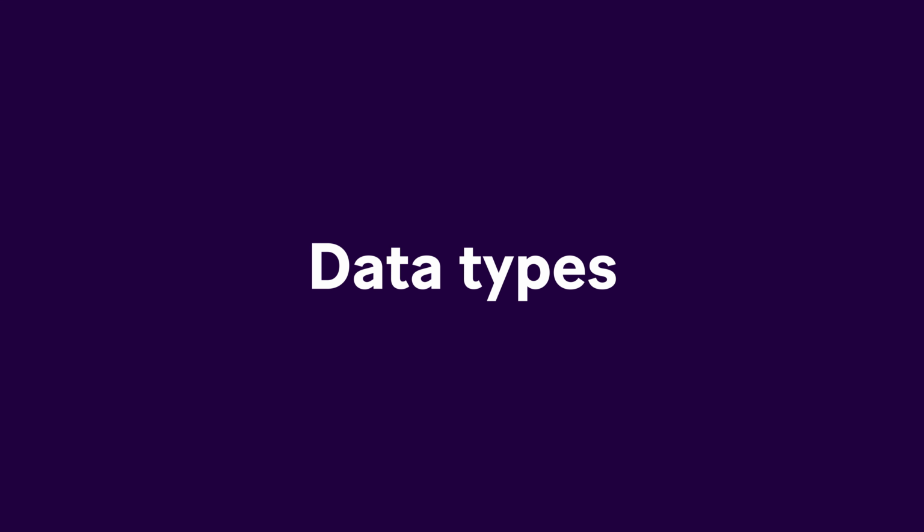Every piece of data in Make has a type: text, number, date, and more. Understanding which type you're working with is key to building scenarios that don't break. Let me show you the main ones.